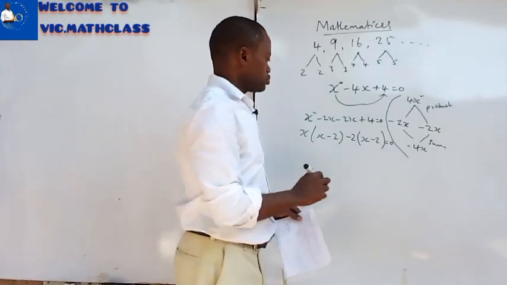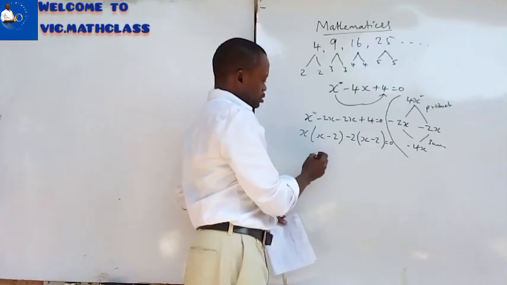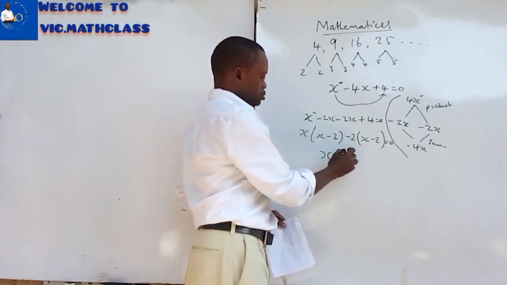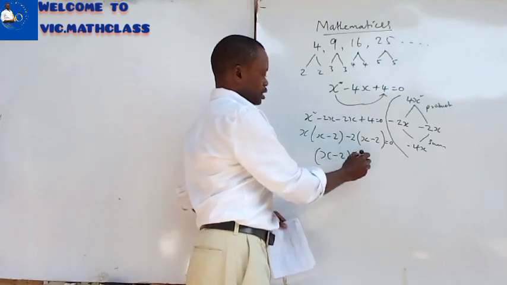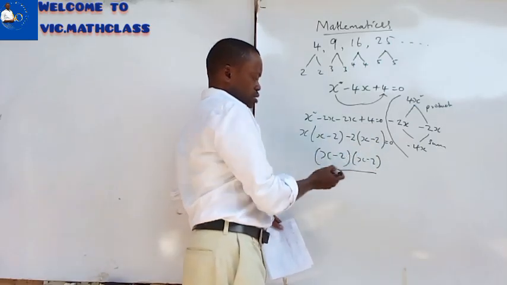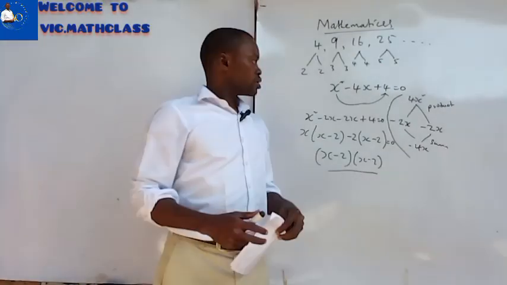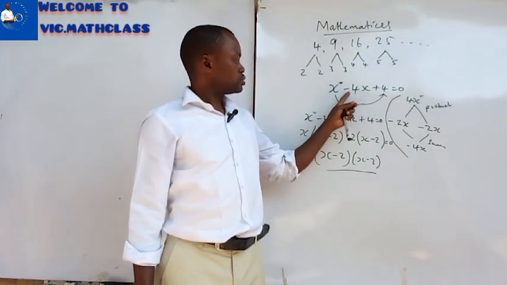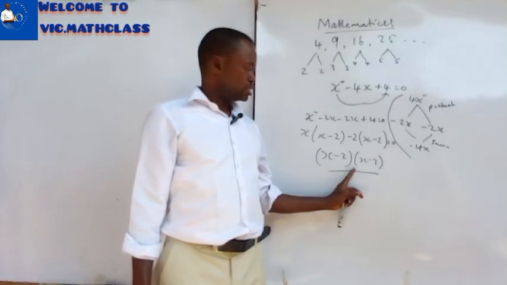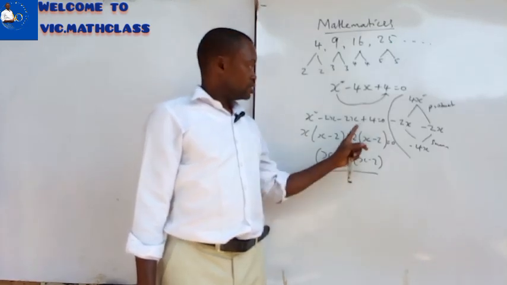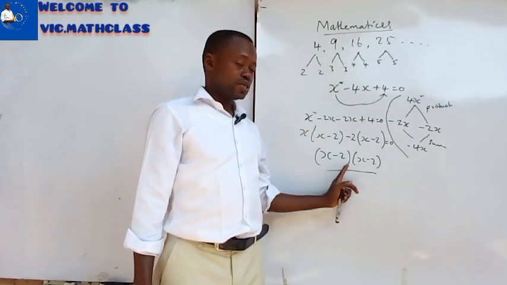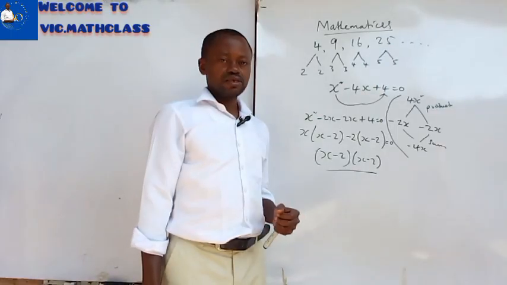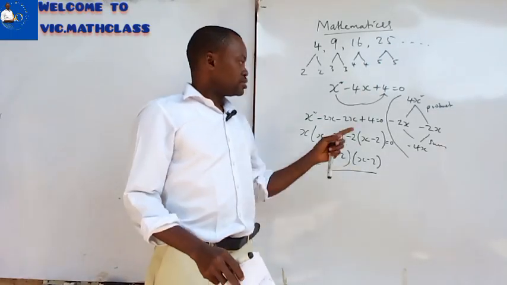Okay? So, do you realize that we are going to pick these ones outside the bracket, x minus 2, and the one inside the bracket, x minus 2. Does this look like an expression? Is it clear to us that this is an expression that can be expressed in two factors? This is an expression that can be expressed in two factors. So obviously, this expression is a perfect square.